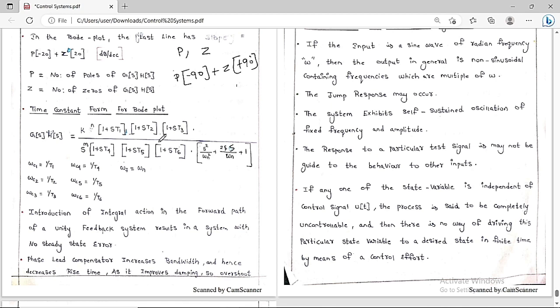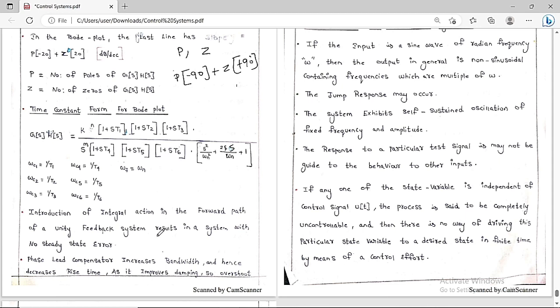Each zero is going to contribute a slope of +20 dB per decade, and each pole is going to contribute a slope of -20 dB per decade. And this one is nothing but a quadratic pole. So a quadratic pole is going to contribute -40 dB per decade, and a quadratic zero is going to contribute +40 dB per decade. I already told you this many times. So always keep the transfer function in the time constant format for doing the analysis.